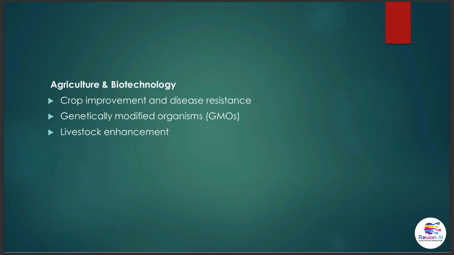Another important area is agriculture. Bioinformatics helps to improve the quality of crops, increase the yield, and develop disease-resistant plants. This is especially important for countries like India, where agriculture plays a vital role in the economy. It also helps to raise genetically modified organisms and in livestock enhancement.